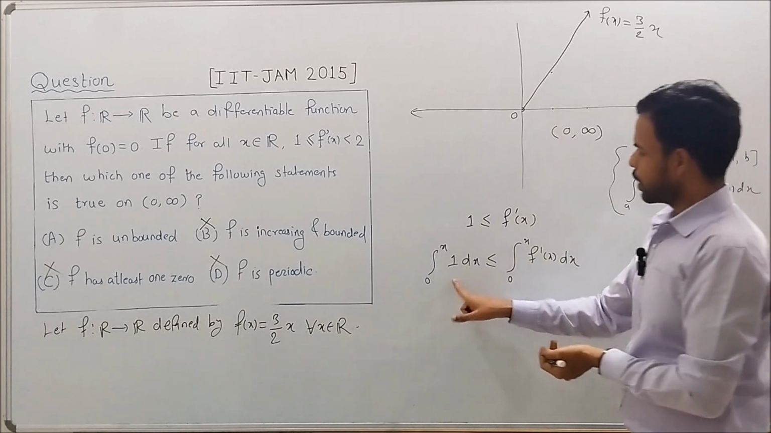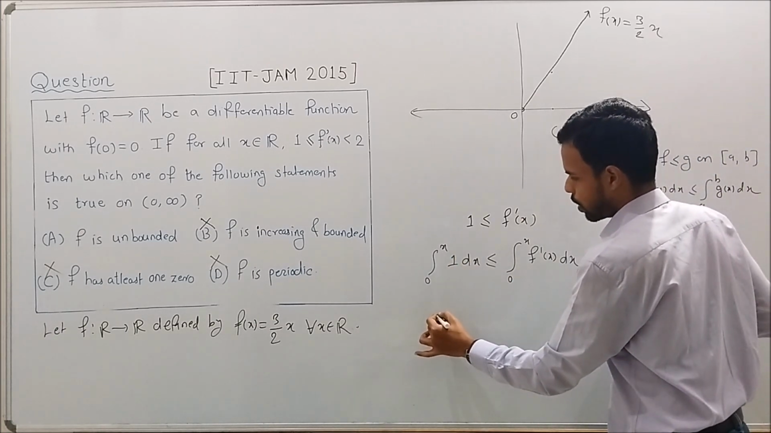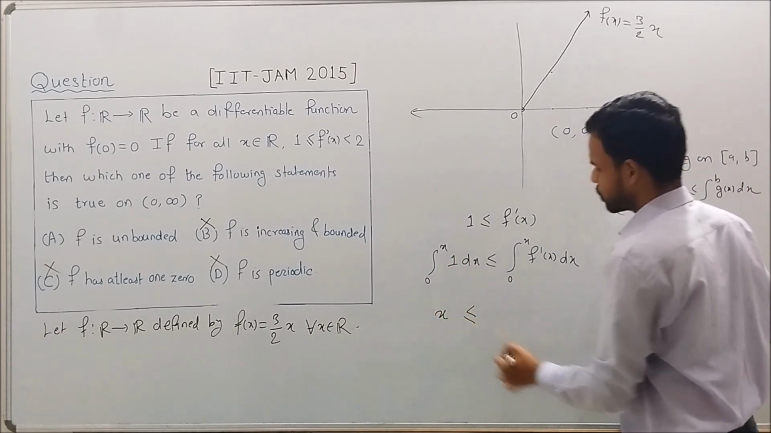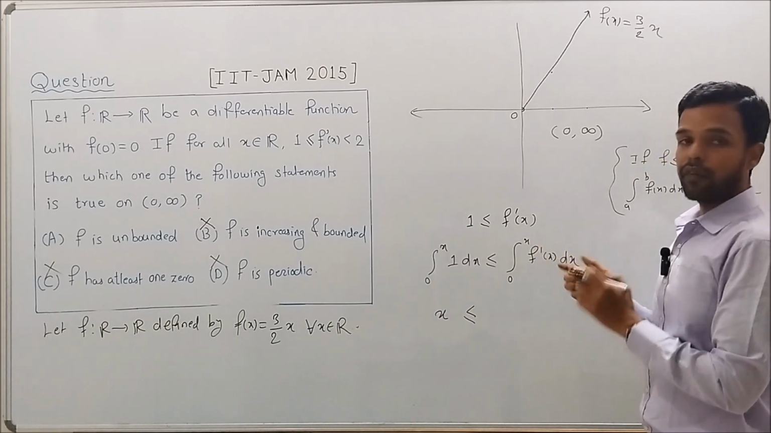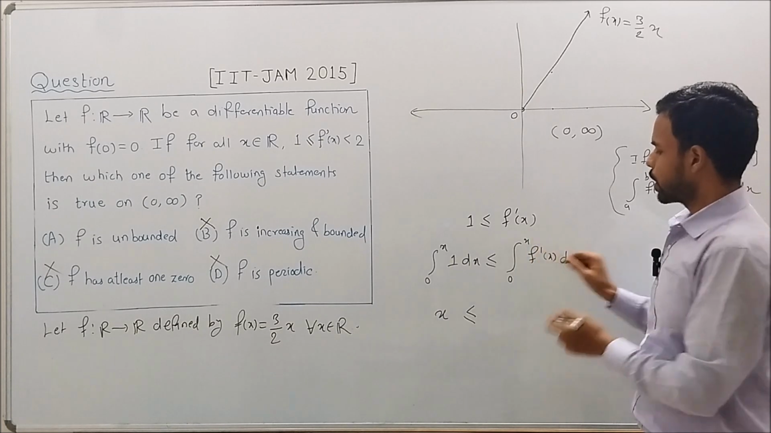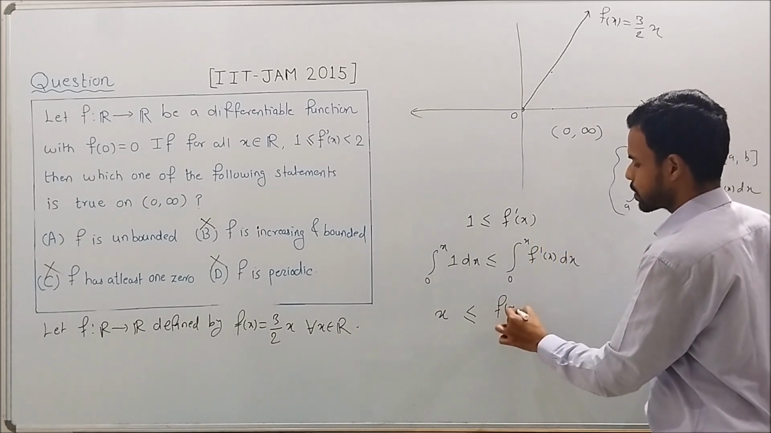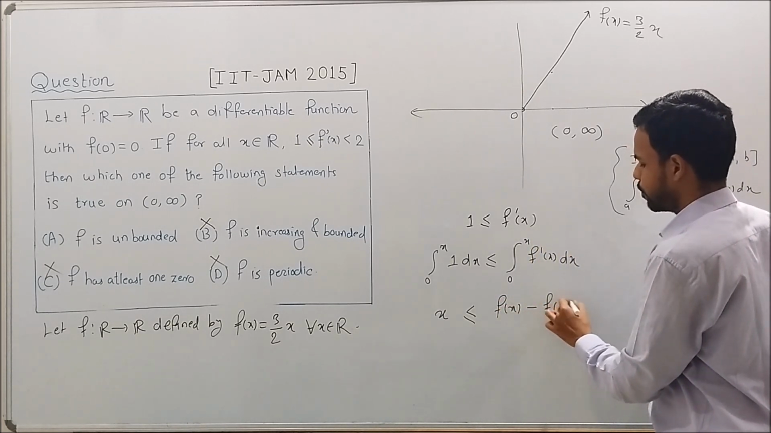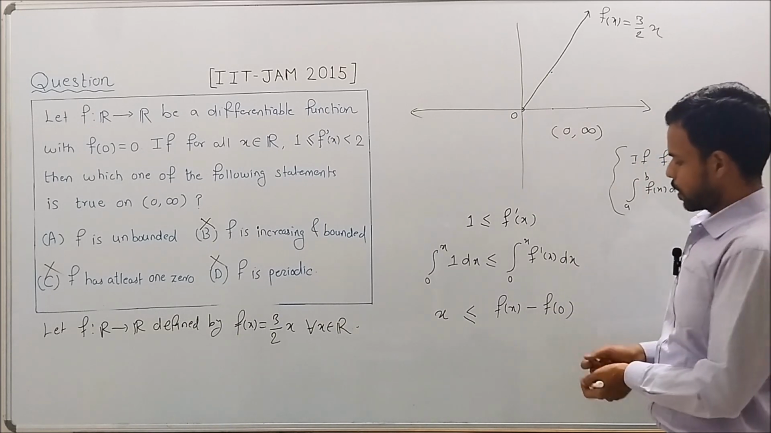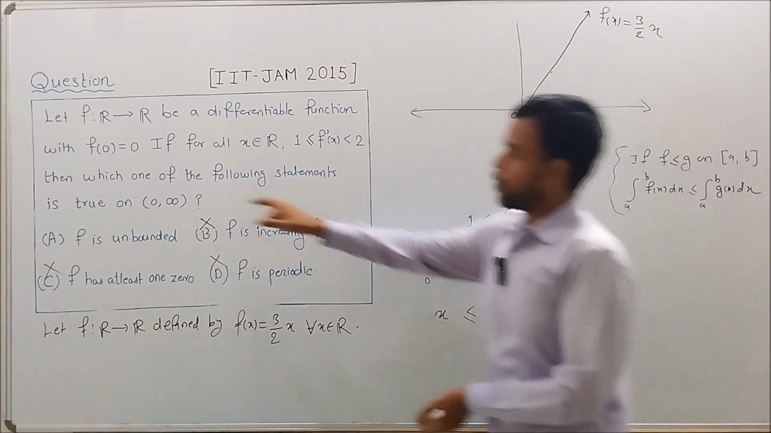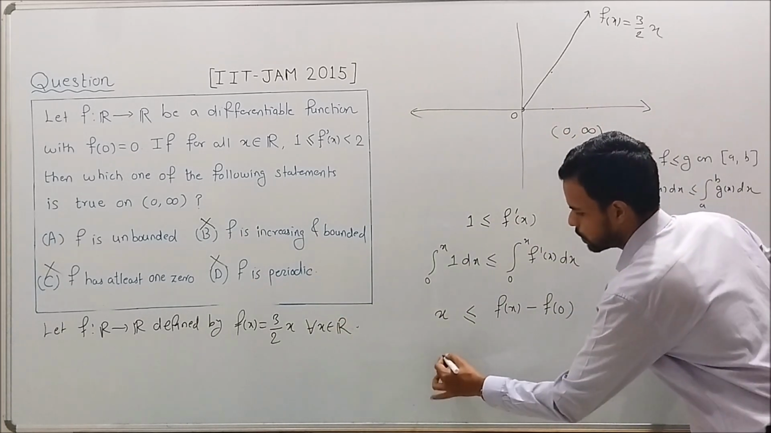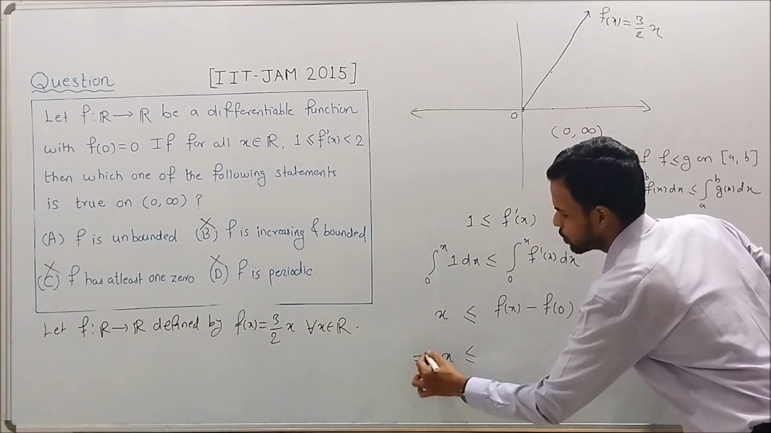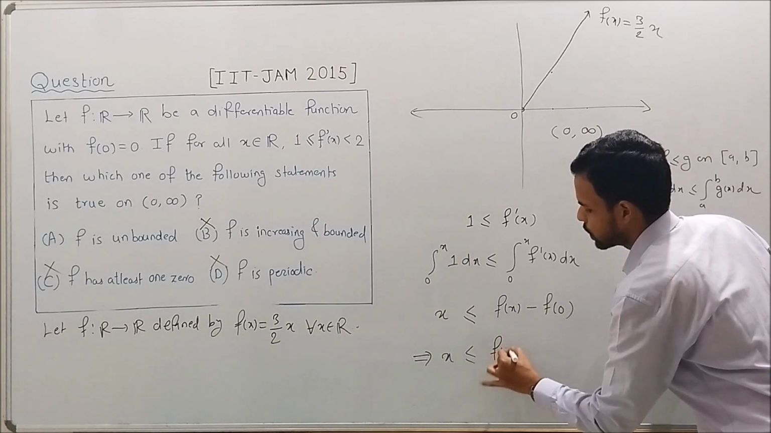Now integrating, we get x is less than or equal to, what will be the integration? f of x with limits from 0 to x. So f of x minus f of 0. Now, given that f of 0 is equal to 0, this will become x less than or equal to f of x.